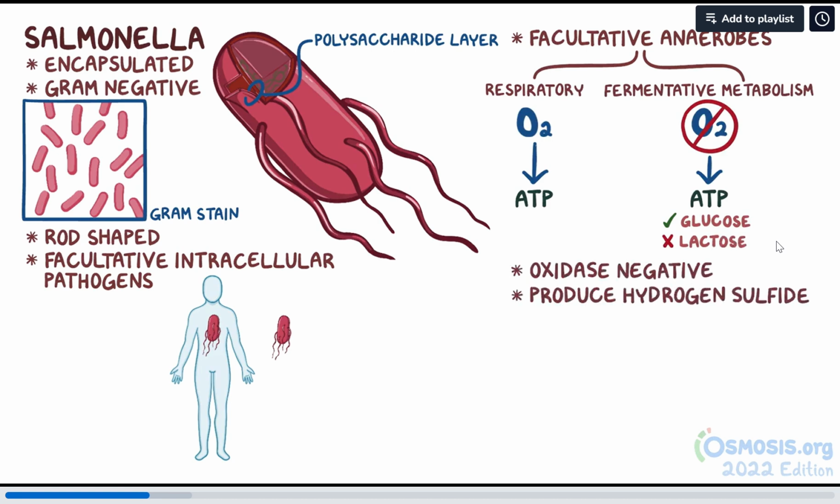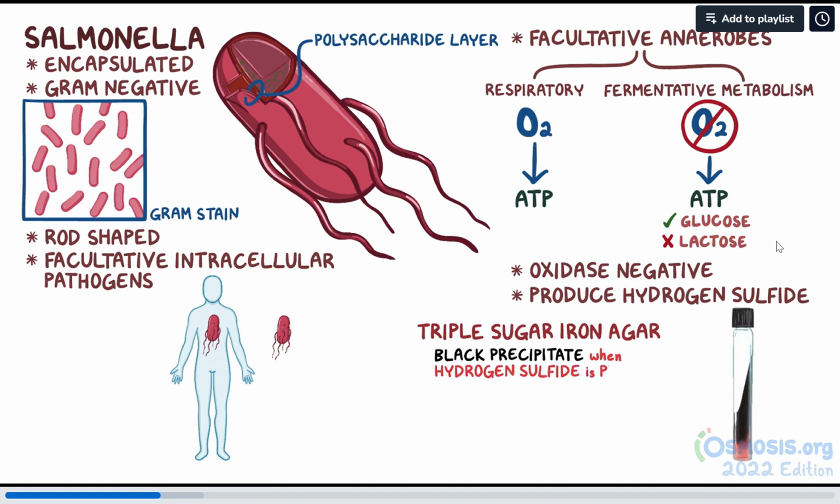And while a variety of media can be used to selectively identify Salmonella, among them is triple sugar iron agar, which produces a black precipitate when hydrogen sulfide is produced.